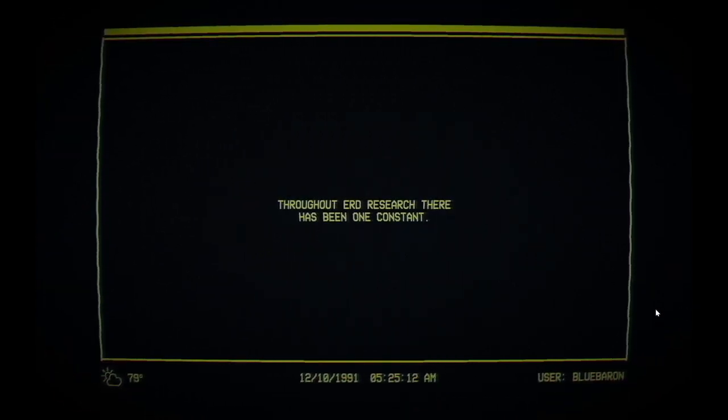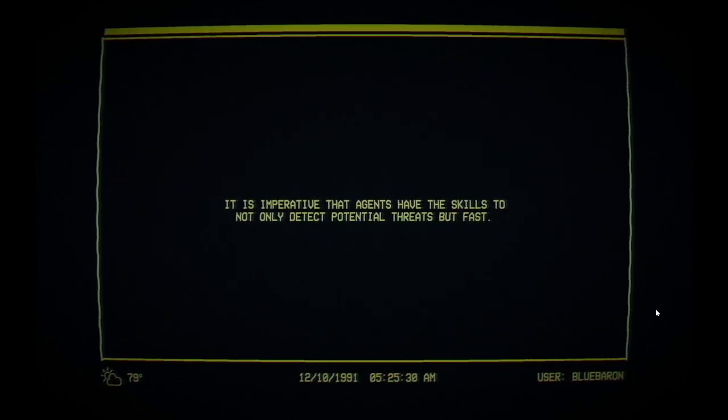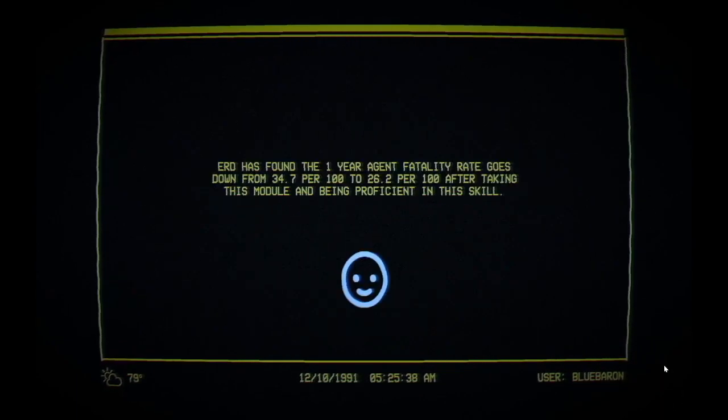Throughout ERD research, there has been one constant. Entities who possess human characteristics are the most violent, deceptive, and are the greatest threat to public security. It is imperative that agents have the skills to not only detect potential threats but fast. ERD has found the one-year agent fatality rate goes down from 34.7 per 100 to 26.2 per 100 after taking this model, and being proficient in this skill.